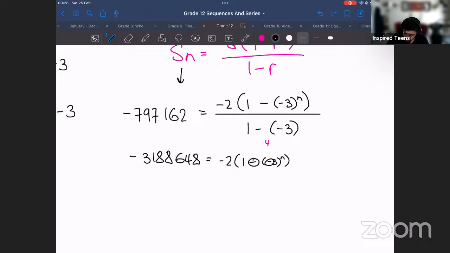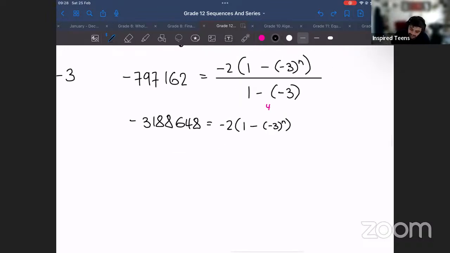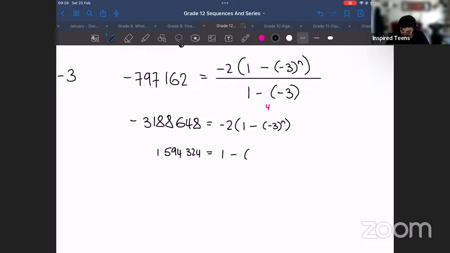Okay, we can't take this negative and negative and make it a positive because of that exponent, right? You have to sort out the exponent first. Now I take this value over the -2. It's multiplication on the right, I take it as division over to the left hand side. Negative, negative, divide. You're going to get a positive, and you get 1,594,324. Equate this to, I can get rid of my brackets, 1 minus -3 to the power of n. Take the 1 over as minus. Yes, you get 1,594,323.